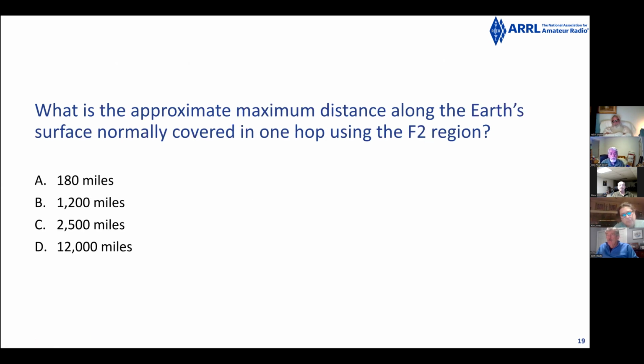What's the approximate maximum distance along the Earth's surface normally covered with one hop using the F2 region? 180 miles, 1,200 miles, 2,500 miles, or 12,000 miles? One hop through the ionosphere and back to Earth. 2,500, that's C, right. 2,500 miles through the highest layer of the ionosphere is about the practical maximum for a single hop.